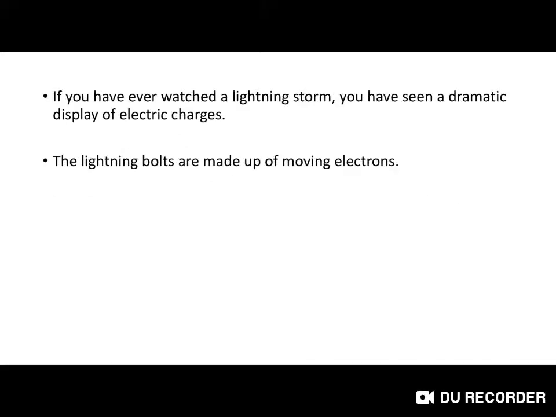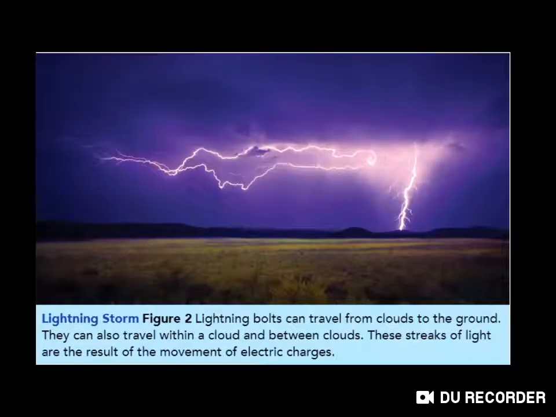If you have ever watched a lightning storm, you have seen a dramatic display of electric charges. The lightning bolts are made up of moving electrons. Like figure 2 from your book, lightning bolts can travel from clouds to the ground. They can also travel within a cloud and between clouds. These streaks of light are the result of the movement of electric charges.